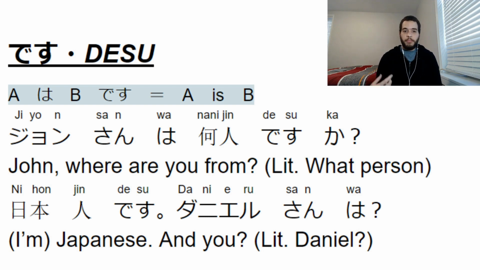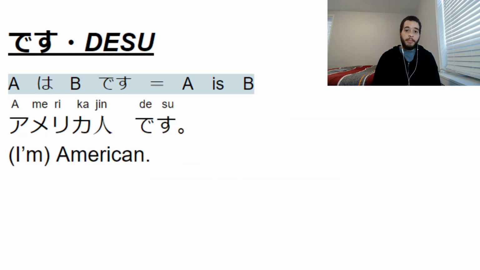Here you can see that if you want to pose the same question to your speaking partner, you don't need to say the entire phrase. You can just say their name and wa with a rising intonation. And that'll imply, hey, what about you? And again, we're going to drop the subject because we know we're talking about I. And we just say, Amerikajin desu.